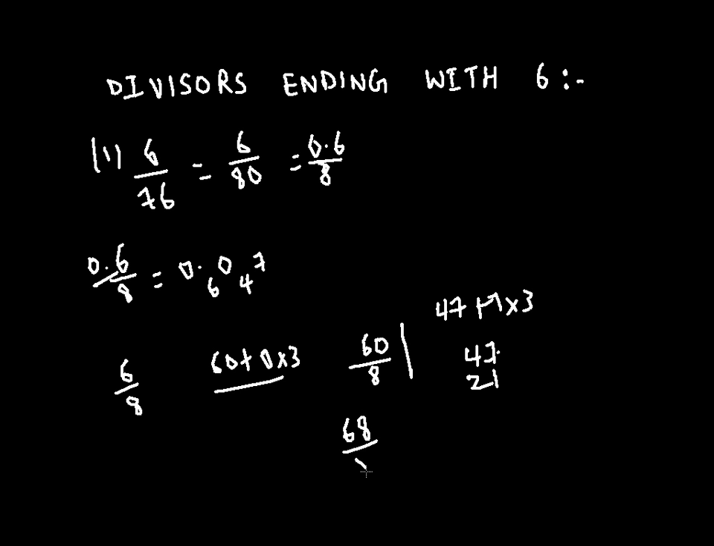So 68 by 8, 8 8s are 64, remainder is 4. So now 8 into 3, 48 plus 8 into 3 is our final dividend now. 48 plus 24, now you know 72. 72 is our final dividend. 8 9s are 72, 0. And the process is naturally continued.